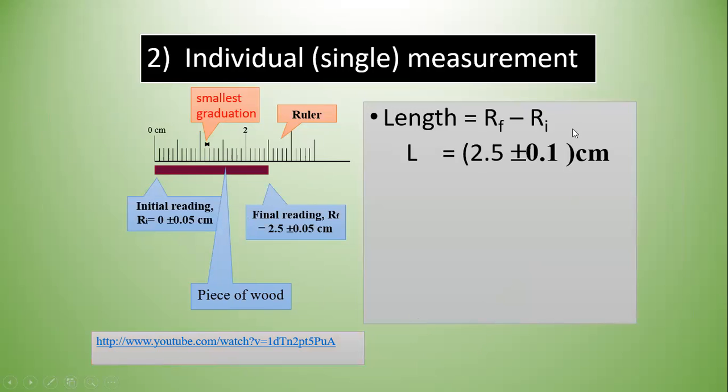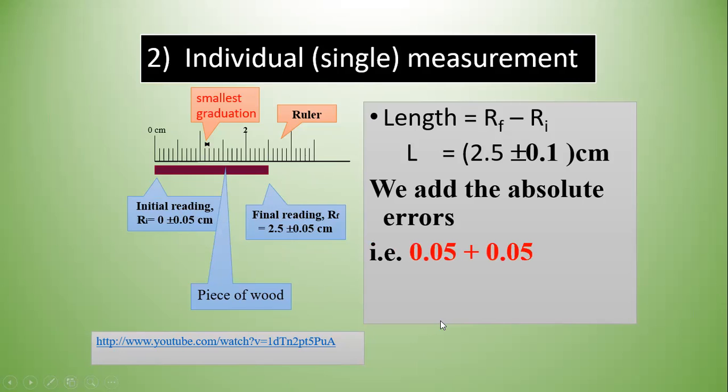Right? You want to show the length? Our final reading minus initial reading. So we subtract, we get 2.5 plus minus 0.1 cm. Right? We add these two errors, this uncertainty. Add them up. We get 0.1. Right? 0.05 plus 0.05, we get 0.1 cm.